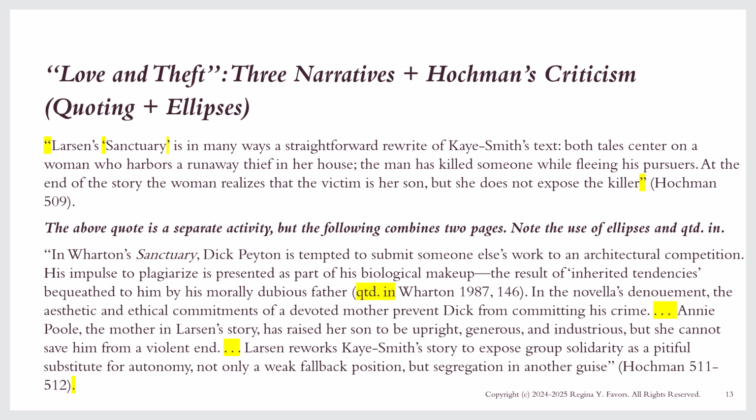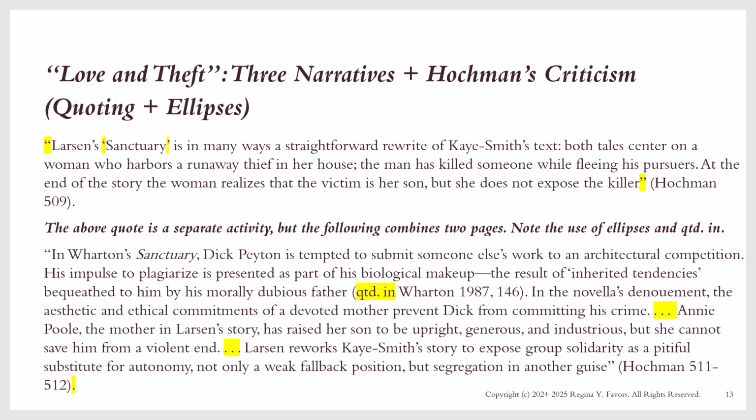In the novella's denouement, the aesthetic and ethical commitments of a devoted mother prevent Dick from committing his crime. Annie Poole, the mother in Larsen's story, has raised her son to be upright, generous, and industrious, but she cannot save him from a violent end. Larsen reworks K. Smith's story to expose group solidarity as a pitiful substitute for autonomy, not only a weak fallback position, but segregation in another guise.